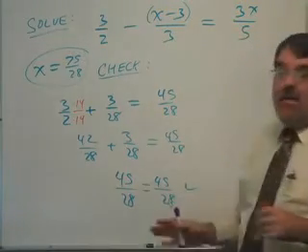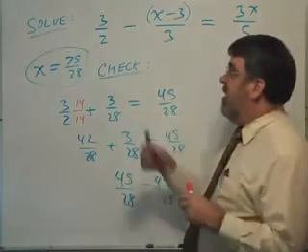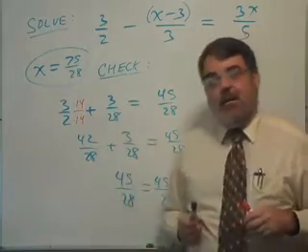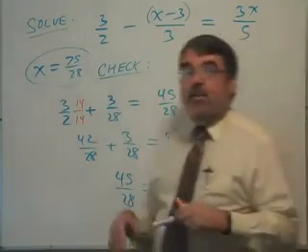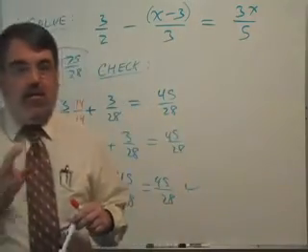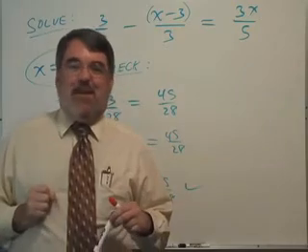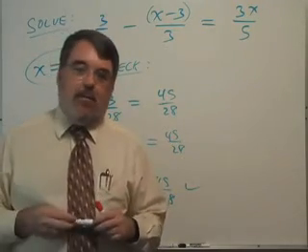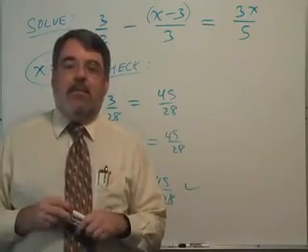Now, if the left side didn't equal the right side, then there's a mistake. Either the original answer is wrong, or unfortunately you might have made an error in the check. So if you get the left side doesn't equal the right side when you're checking, it's not a no solution problem. It's an I screwed up problem. Okay, it's a mistake. So then you need to go back and try to find the error. All right, well that wraps up this section.